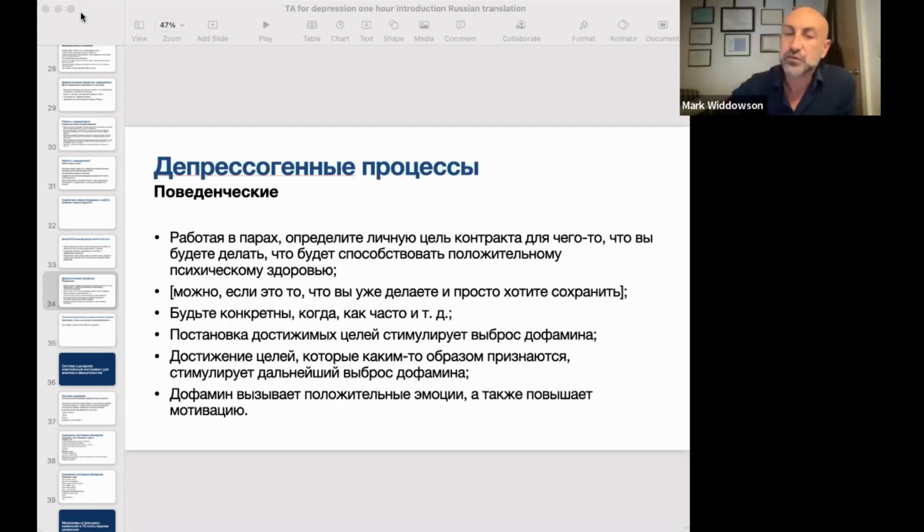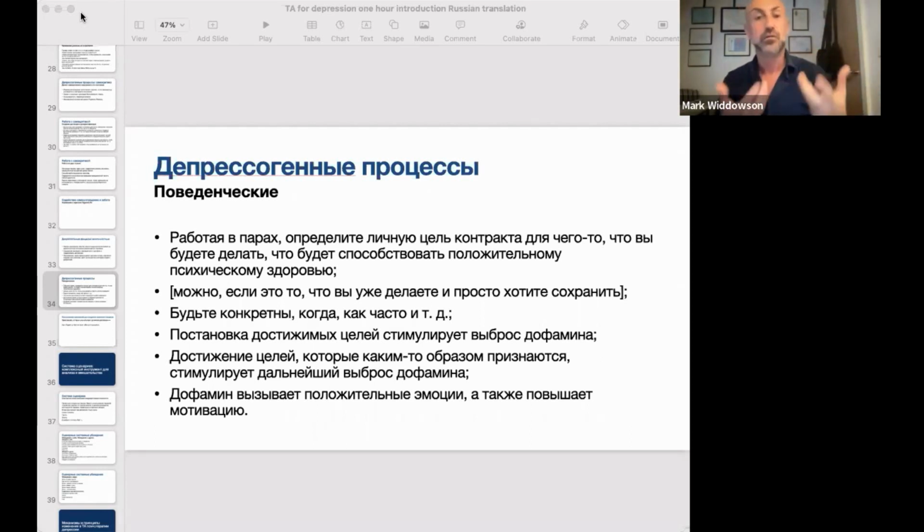Also, if we negotiate this in a session with the client and then we follow up on did they fulfill their contract, then there's a sense of accountability. Now, it's a good idea to make these goals small and achievable so that there's something that requires some effort, but is well within the client's grasp, because we don't want the client to have a failure experience.